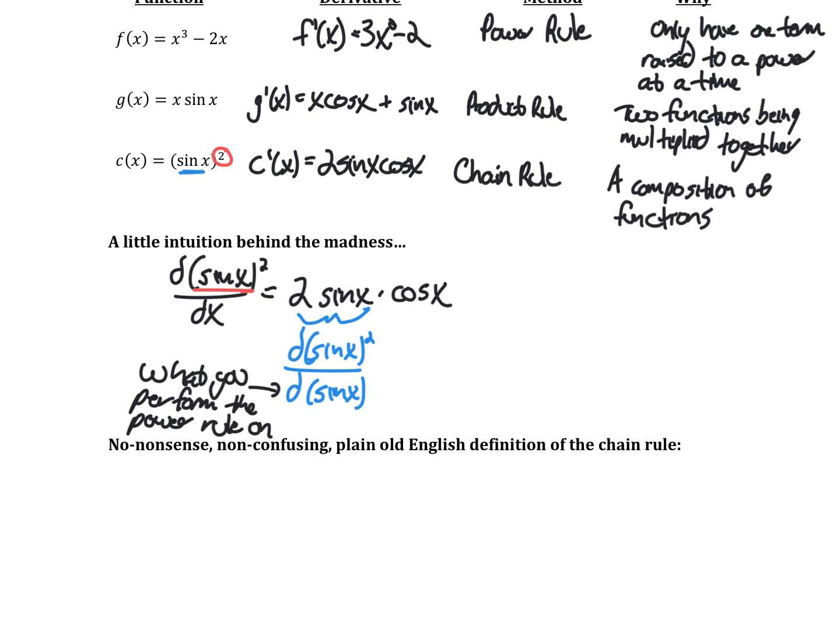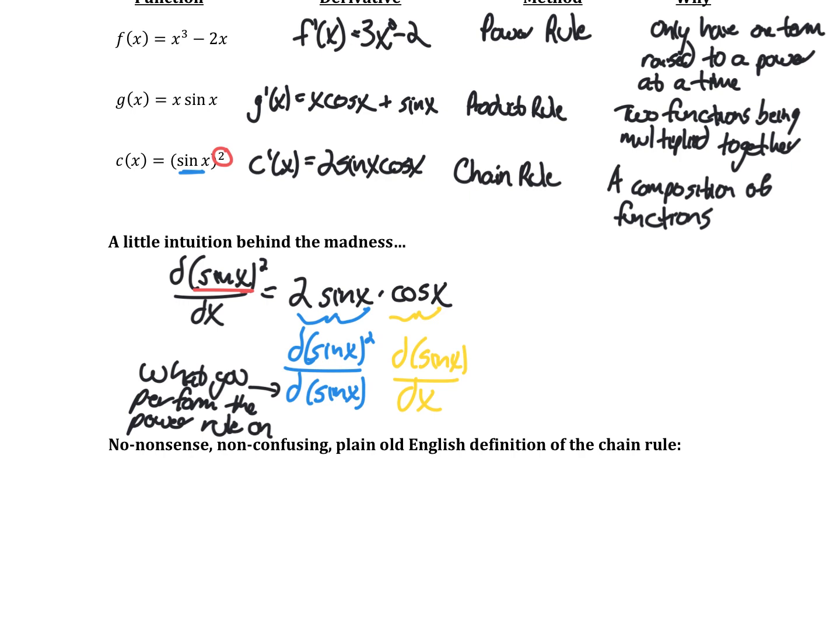Well, how do you think I got the cosine piece? How did I get cosine? Well, cosine is just the derivative of sine. So it looks like I probably just took the derivative of sine of x with respect to x.